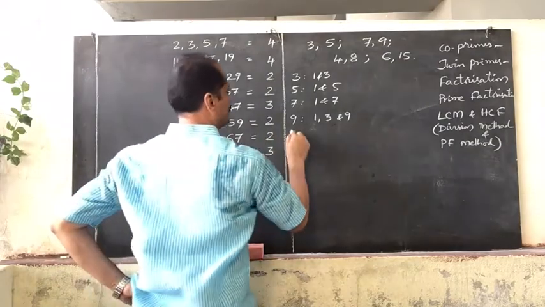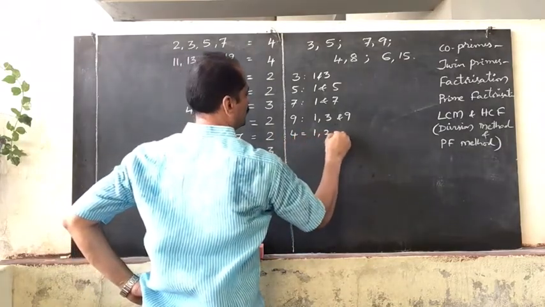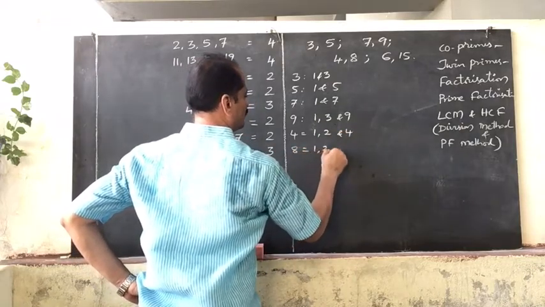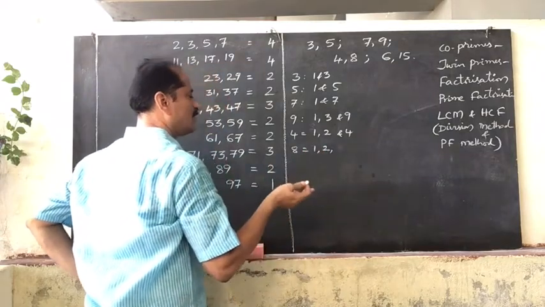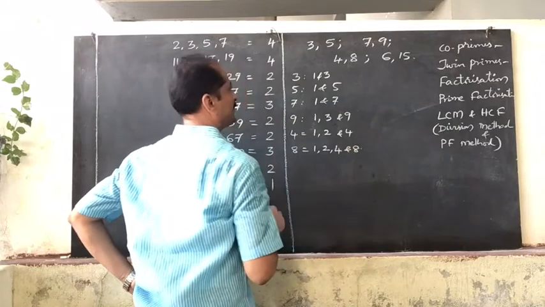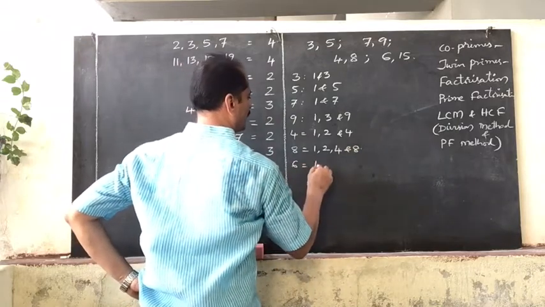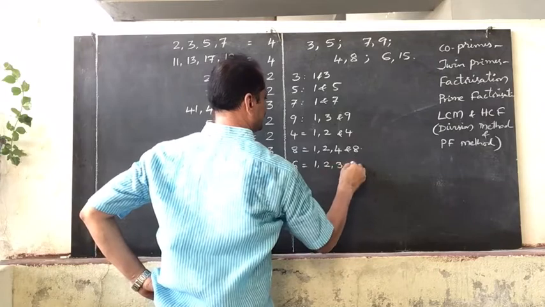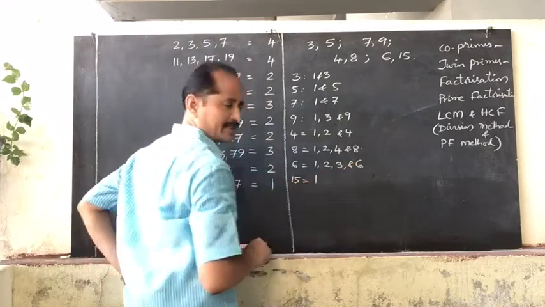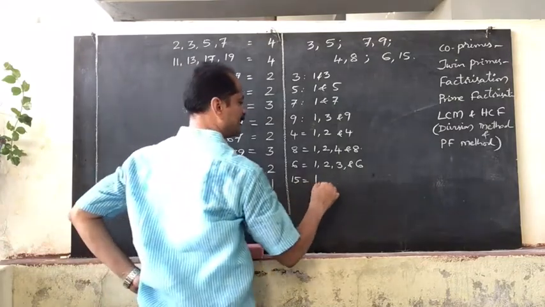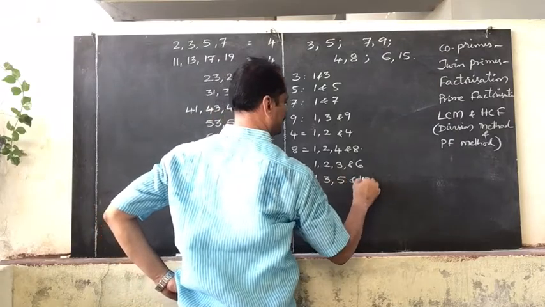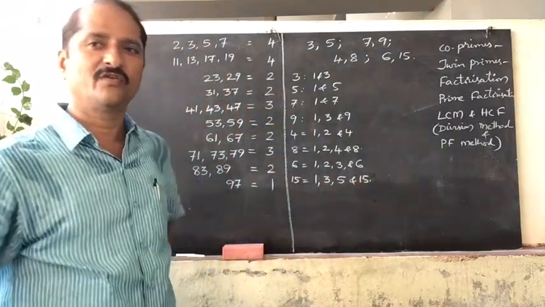And next, coming to 4: 1, 2 and 4. Three factors are there for 4. 8: 1, 2, 4 and 8 are the factors of 8, since 2 fours are 8 and 4 twos are 8. Coming to 6: 1, 2, 3 and 6 are the factors of 6. Coming to 15: 1 times 15 is 15, 3 fives are 15. No other factors are there for 15, so it contains 4 factors.